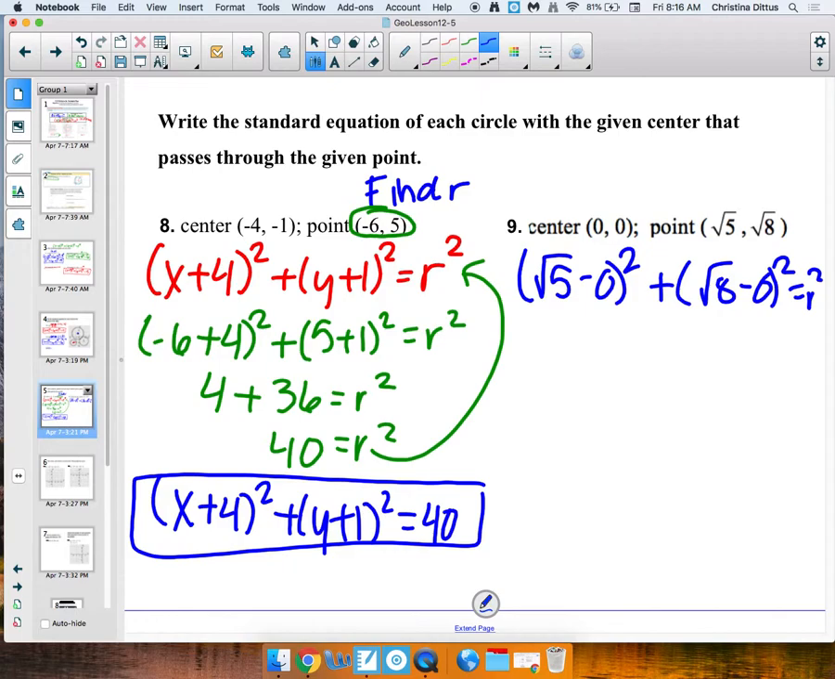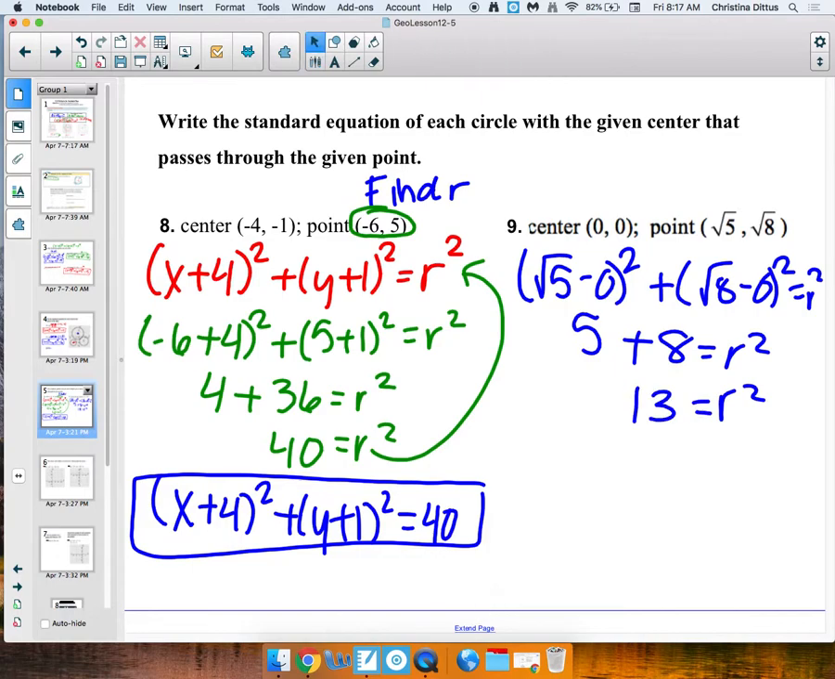Okay, simplify it. 5 plus 8. What do you get? The square root of 5 minus 0 is the square root of 5. Square root of 5 squared is just 5. Same situation with square root of 8. Square root of 8 minus 0 is just square root of 8. Square root of 8 squared is just 8. So r squared is 13. Alright, give me my equation. x minus 0 squared plus y minus 0 squared equals 13.